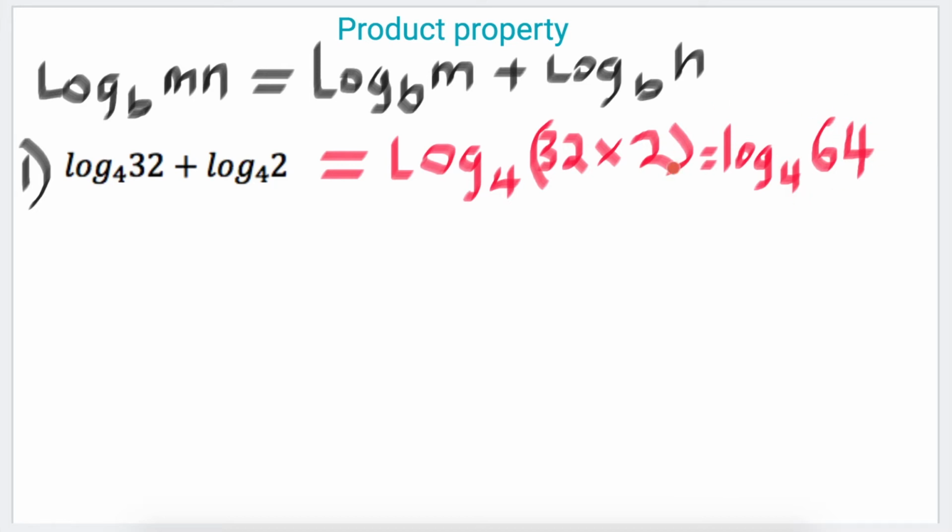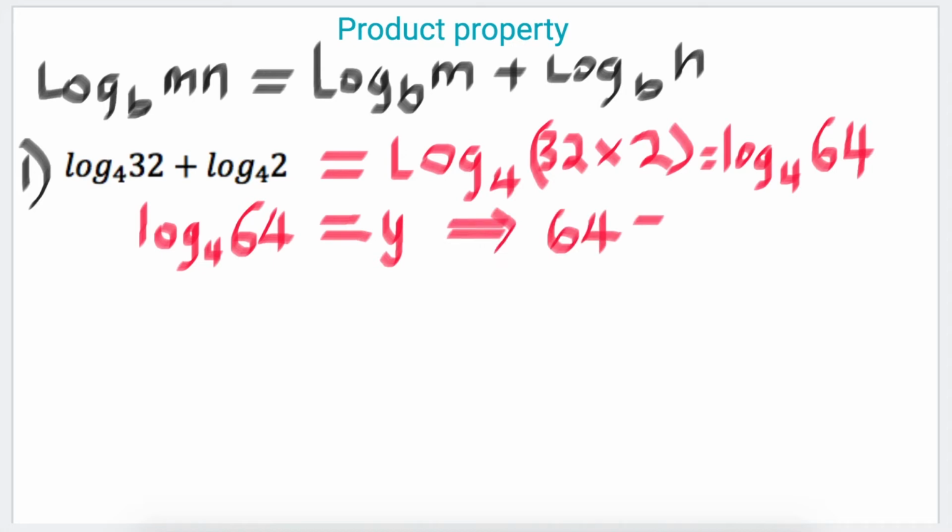We can simplify this logarithm. So when you simplify it, we're going to write log base 4 of 64 is equal to y. In the last video, in the first part of the tutorial, I explained that if you want to look for the log, you're looking for the exponent. So which exponent gives us 64? Which exponent of 4 gives us 64? And that exponent is simply 3. So the simplified form of this log is just 3.